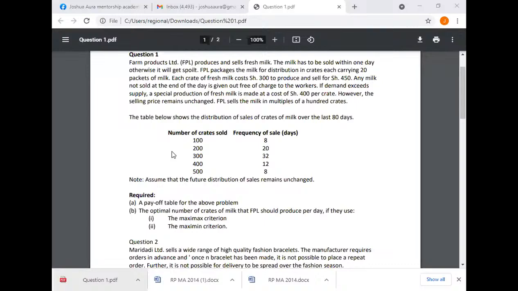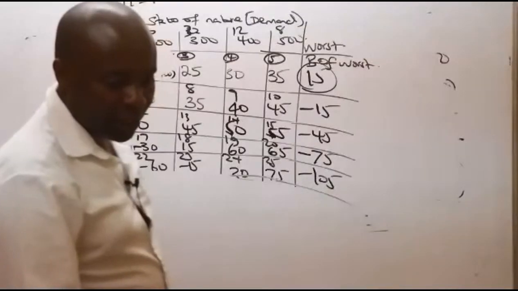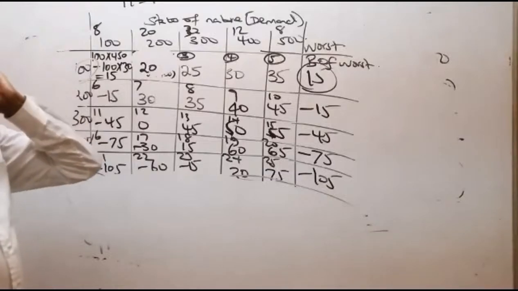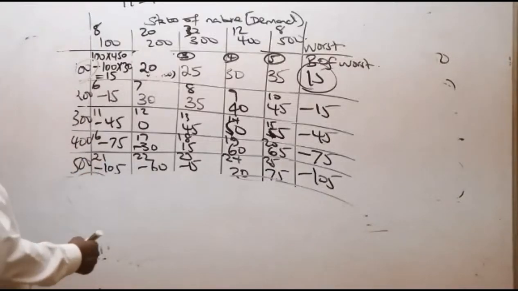Of course, to get these probabilities, I would have used the frequencies: 8, 20, 32, 12, and 8. So can somebody give me the total frequency? We normally use frequencies to get probabilities. Add the frequencies of sales and divide each frequency by 80. So the total is 80.